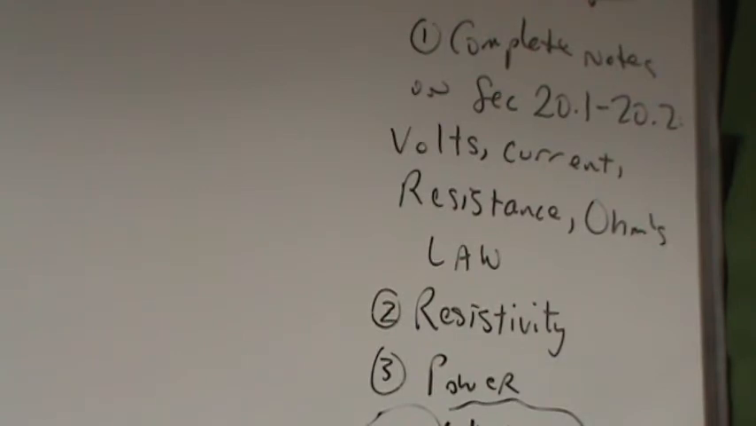Here we go. We're now looking at resistance. When water goes through a hose, the hose is completely hollow. There's no obstacles in the way of your water flowing through the hose, okay? That's not the way current works.